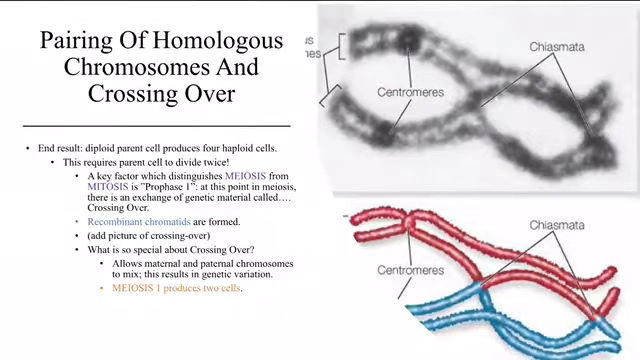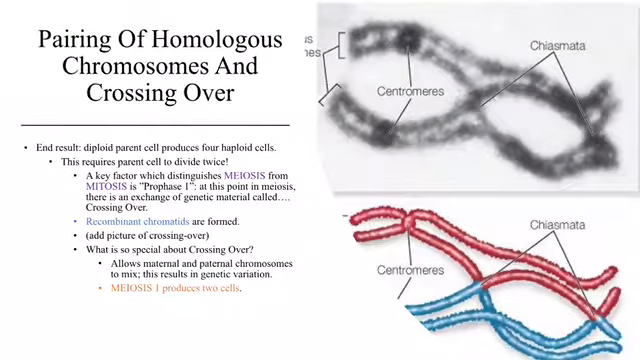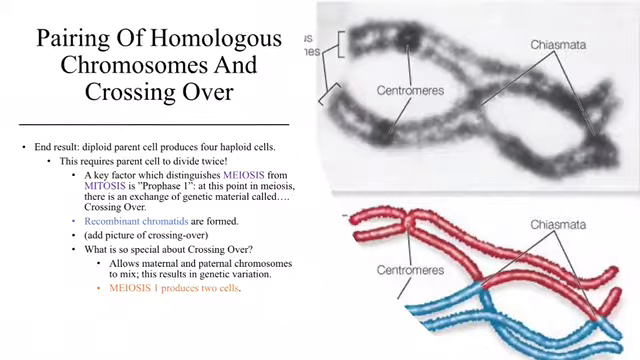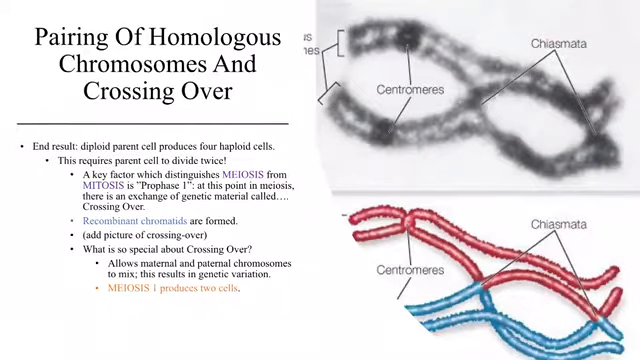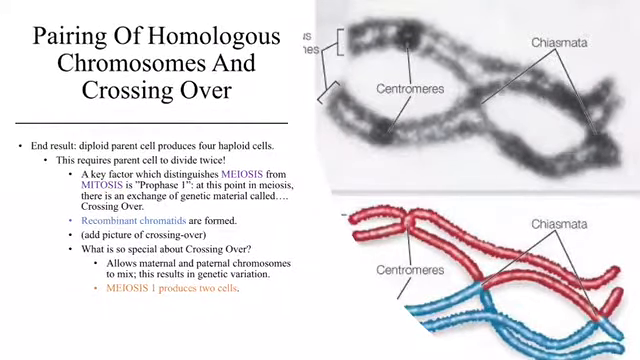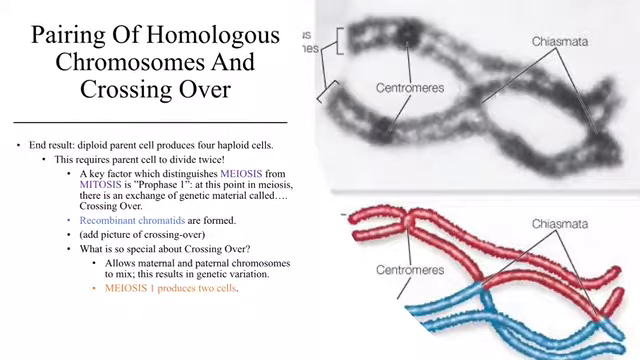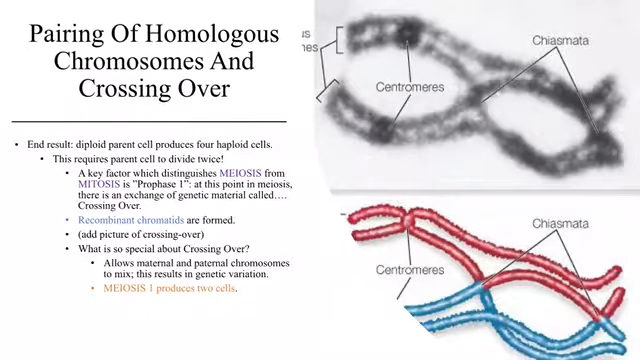A key factor which distinguishes meiosis from mitosis is prophase 1, because at this point, there's an exchange of genetic material called crossing over, and this forms recombinant chromatids. So what's so special about crossing over, you may ask?